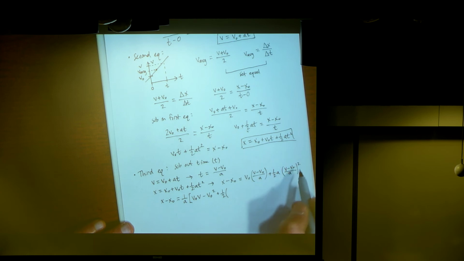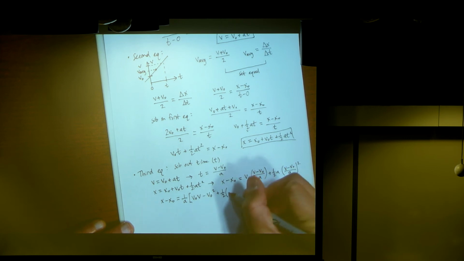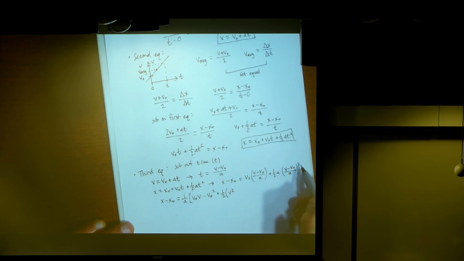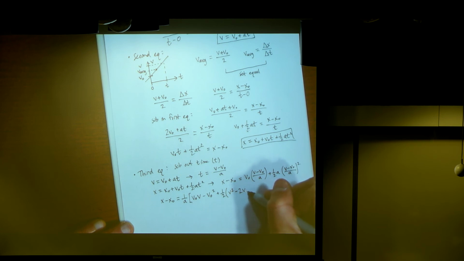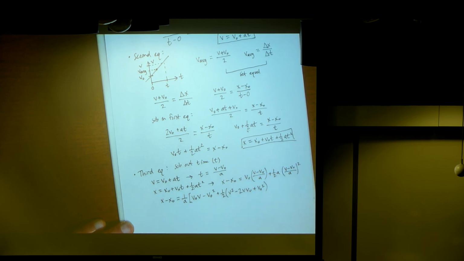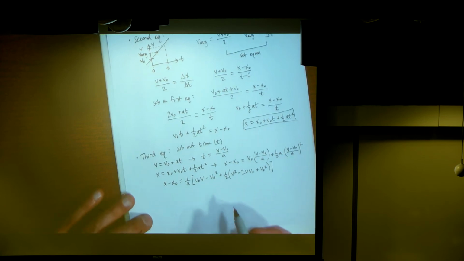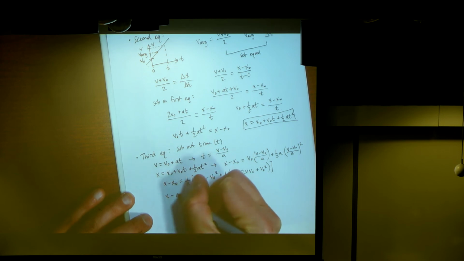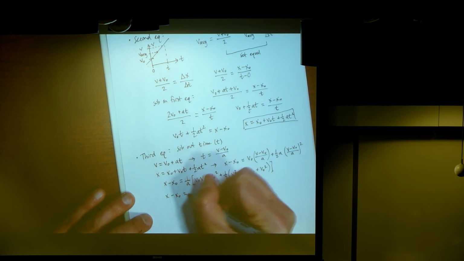You guys remember how to sort of expand this out? We have an expression like this squared. So it's gonna be v squared, and then we're gonna have minus 2 v times v naught, and then we're gonna have plus v naught squared. That's how this expands out, okay? And that, again, is all multiplying 1 over a.